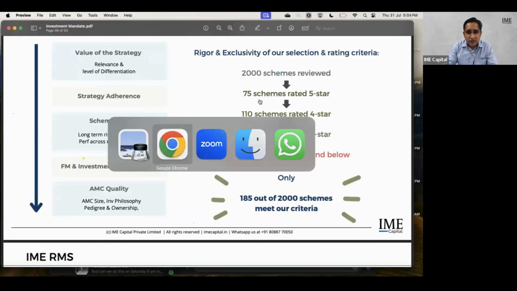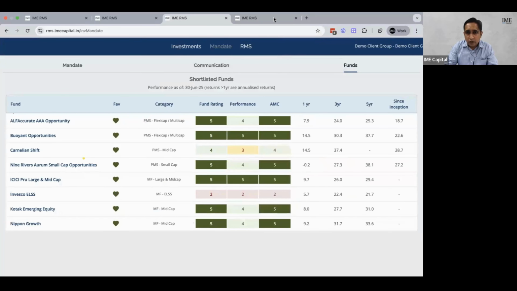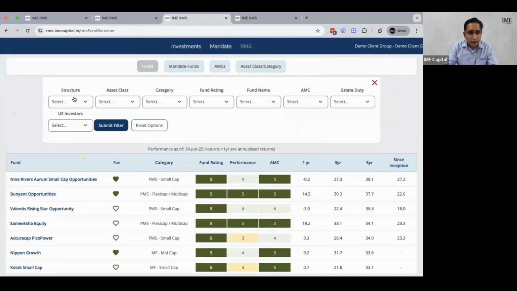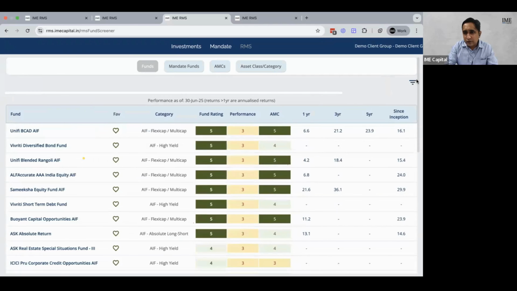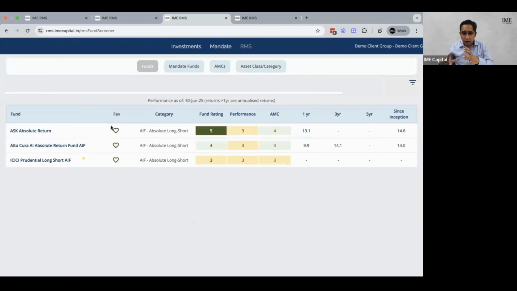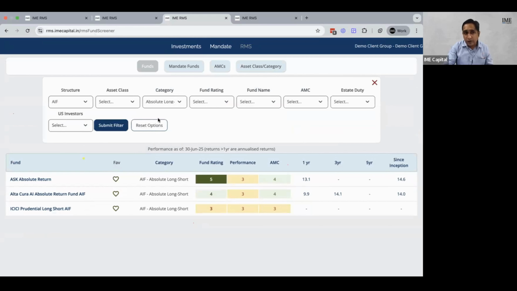Let me just see if I can go to the RMS, right? And if you filter down on AIFs, you've got certain AIFs which are very, very low risk. There's a category called absolute long short, which is actually a fixed income alternative to a debt fund, an alternative to equity savings. These are actually much lower risk than equity PMSs or mutual funds.